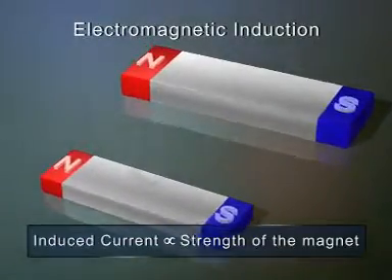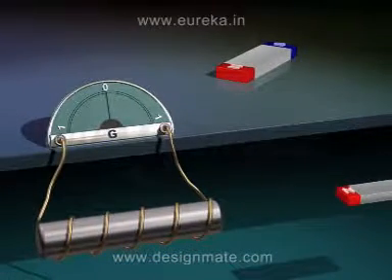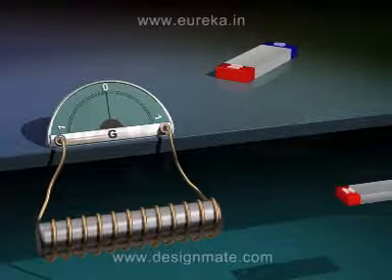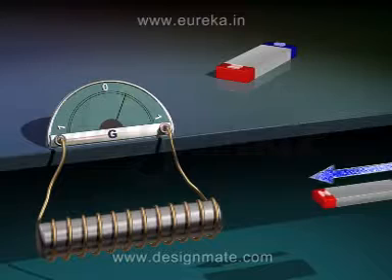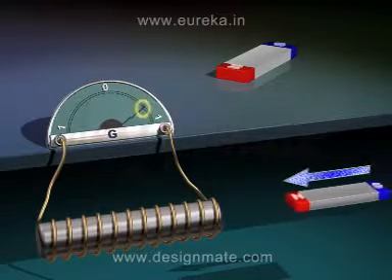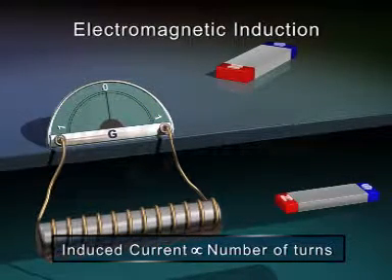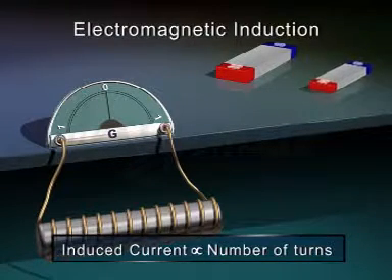Now, keeping the first magnet, just increase the number of turns in the coil. As we move the magnet towards the coil, we can see that the galvanometer shows more deflection. Hence, we can say that the induced current also depends on the number of turns of the secondary coil.